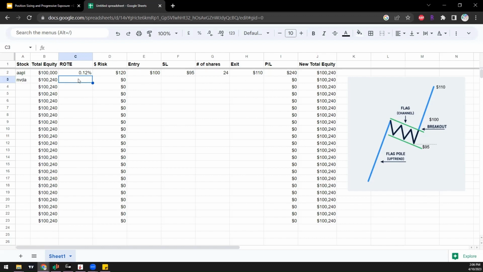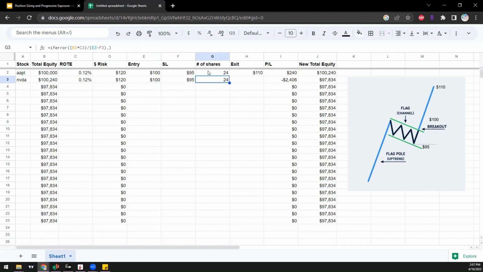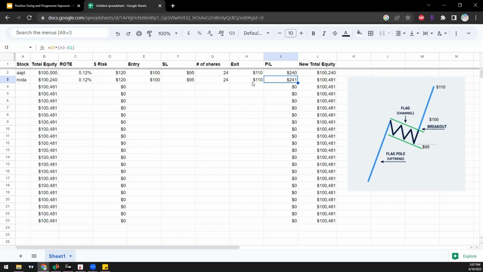So for my second trade, I'm going to continue trading at 0.12%, which means I'm going to continue risking $120. And let's assume NVIDIA has a similar chart where it breaks out at $100. I enter. I put the stop loss at the low of day, 95. That makes me buy 24 shares of NVIDIA. And then NVIDIA goes up for another 2-3 days. I sell at 110. And I make a profit of $241.